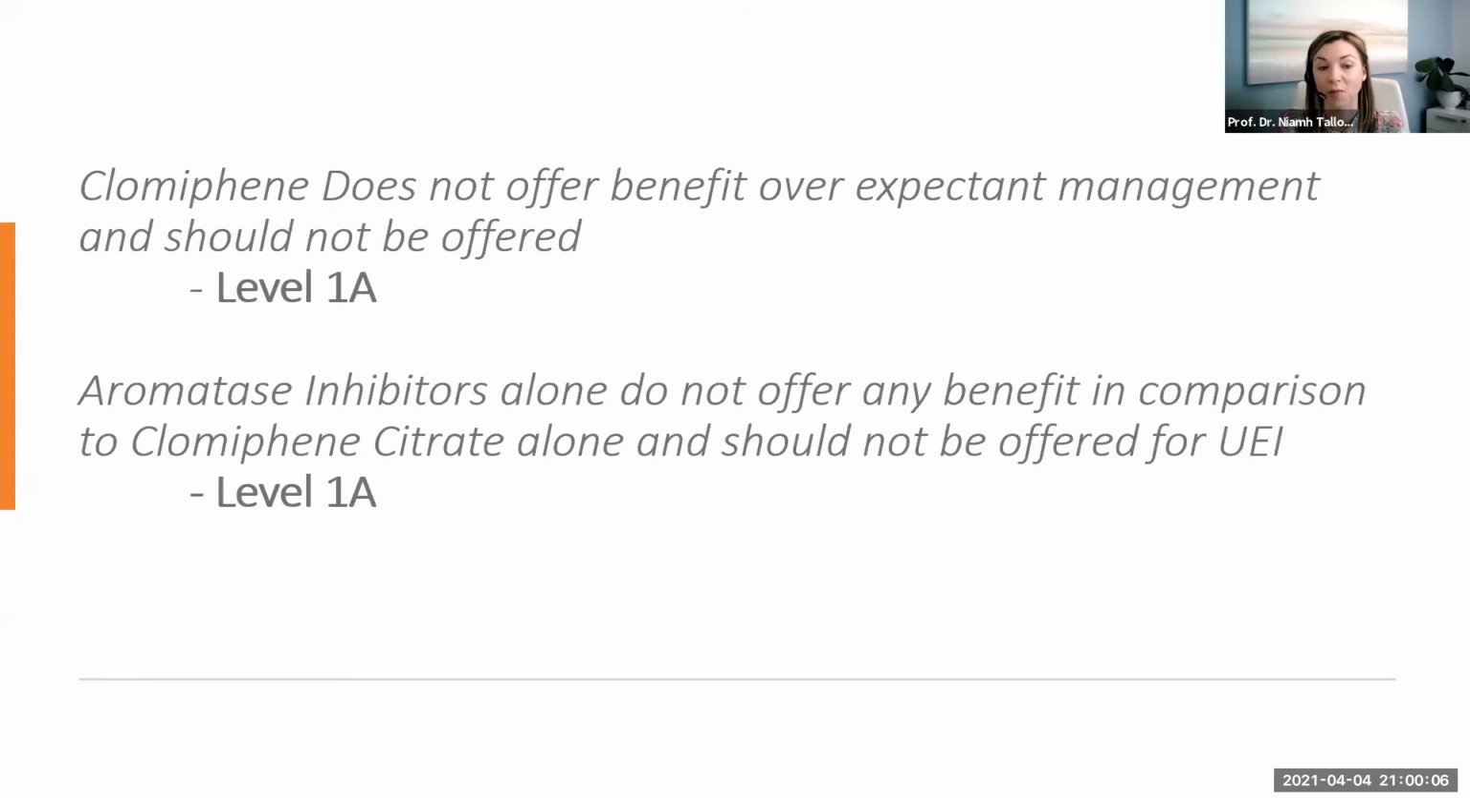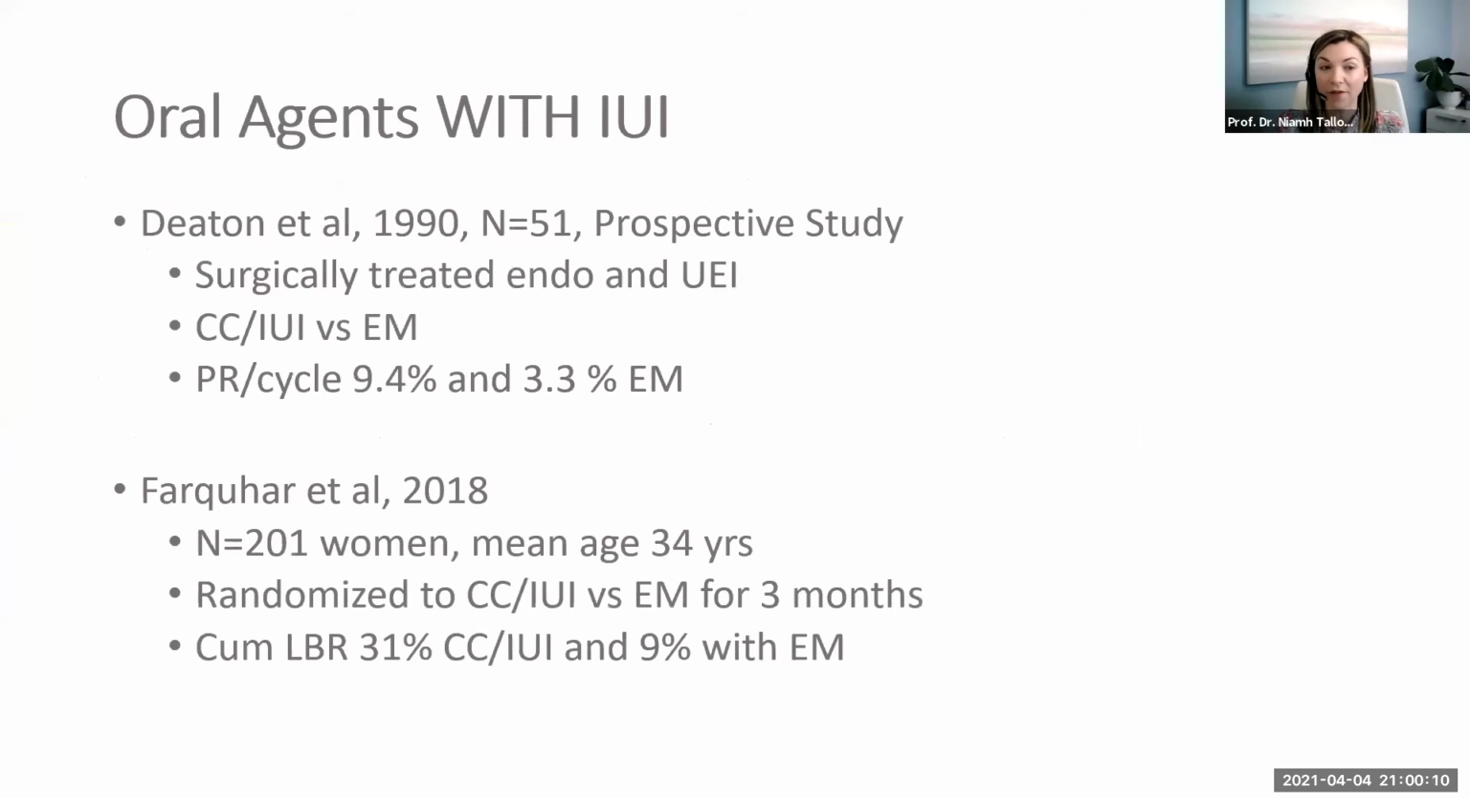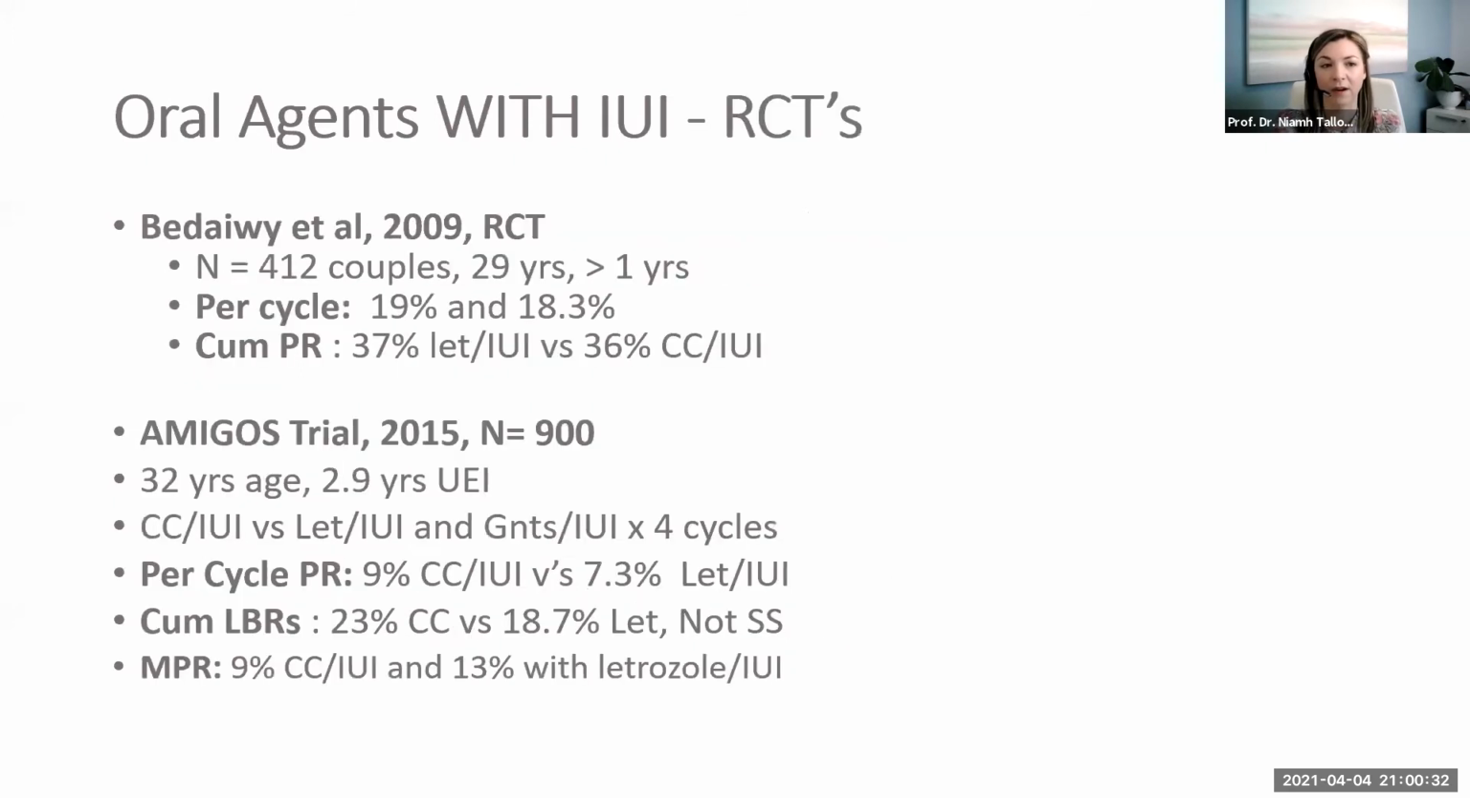And there's no benefit over Clomid alone. So what do we offer them? Well, my practice is to offer good prognosis patients oral agents with insemination based on a number of studies. Deaton et al. was a really small study looking at patients with endo and quoted better odds of success with Clomid IUI after treatment versus expectant management. There's another study showing the same thing below here, and I'm just going to go on.